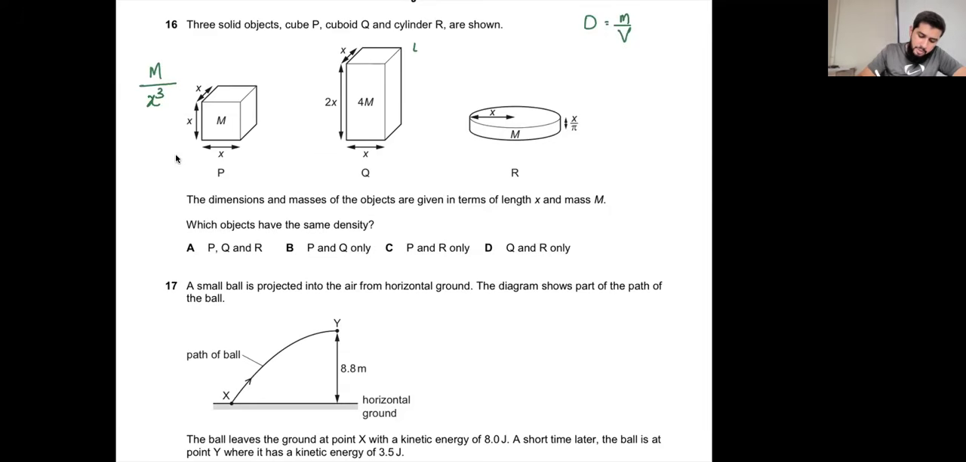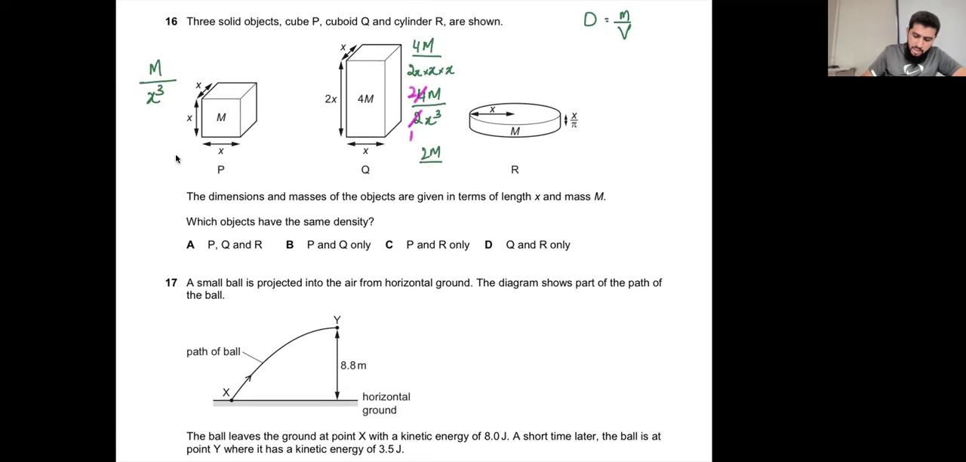For the second one, it will be 4m upon 2x into x into x, or I can say 4m upon 2x cube, and then I can cancel this out, and that gives me 2m upon x cube. So I know the density of this one is not equal to the density of this one. P and Q are not same. So that automatically eliminates A and B. Now it's either P and R or it's Q and R.